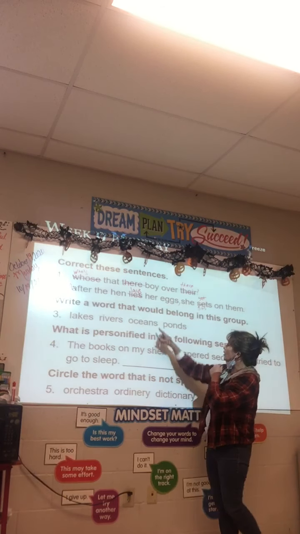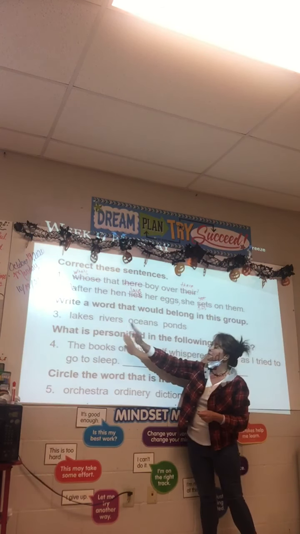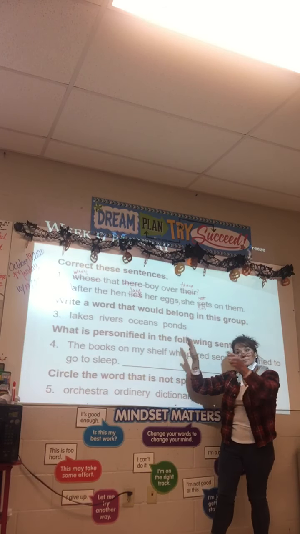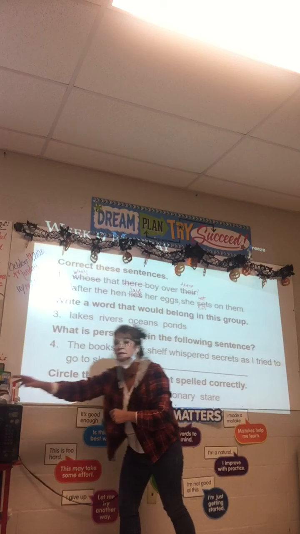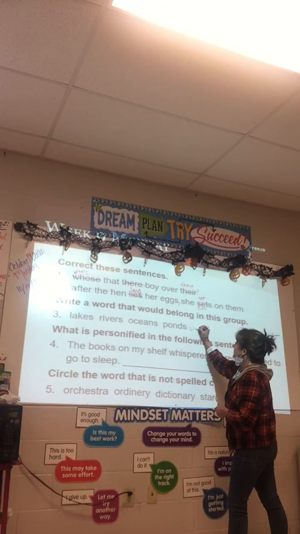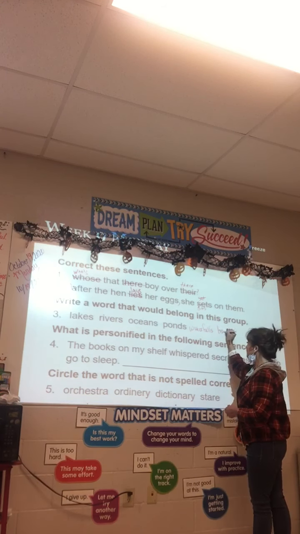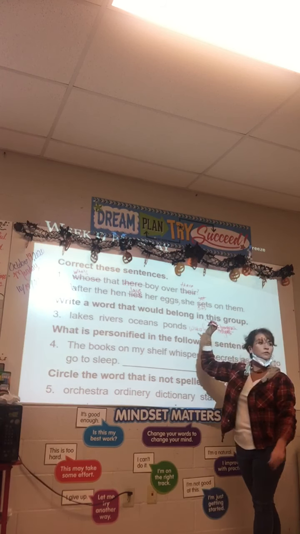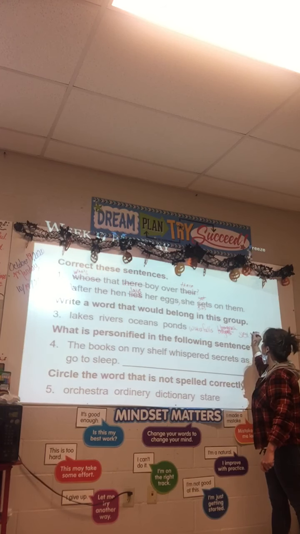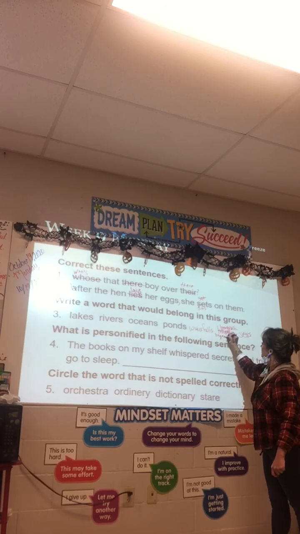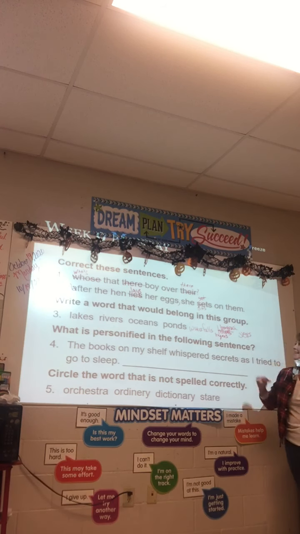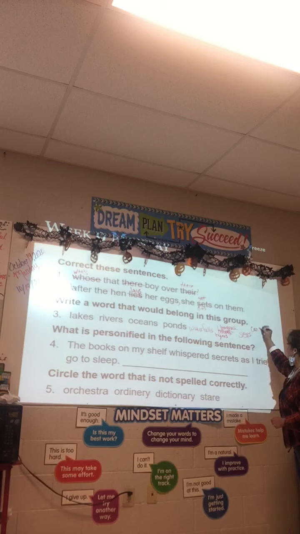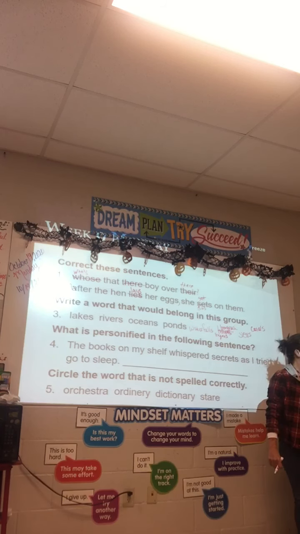Very good. Write a word that would belong in this group. Lakes, rivers, oceans, ponds, brook. Waterfalls. That's beautiful. Jonah, what about you? The same thing. Okay, waterfalls. What about where I'm from, in New Orleans? We have bayous. I spelled that wrong. Bayous, yes. Seas. Seas, that's good. Canals. Where I'm from, we have a lot of canals.